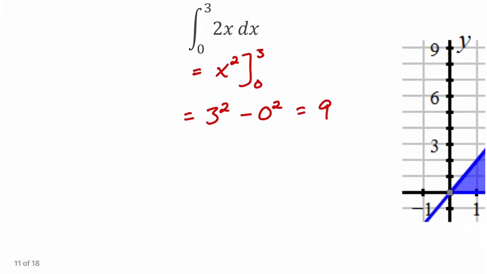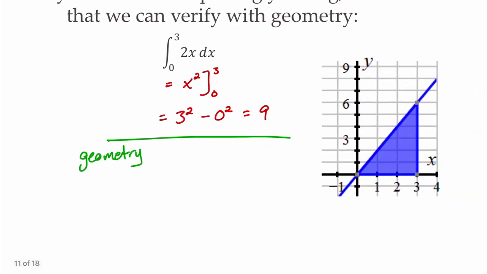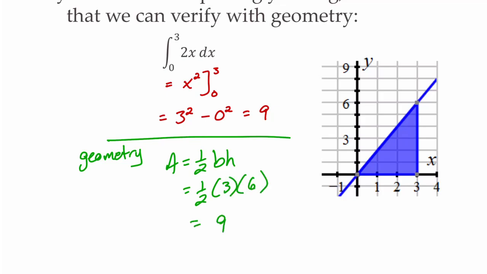Now let's verify this with geometry. So I said already that we can see that this is a triangle. So the area of a triangle is 1/2 times the base times the height. So that's going to be 1/2 times the base, which is 3, and the height, which is 6. Lo and behold, that is equal to 9.